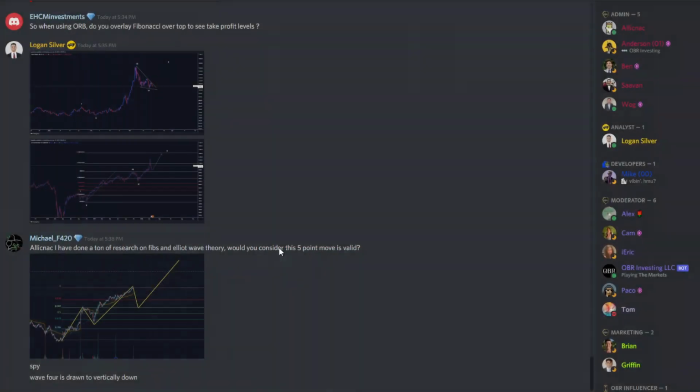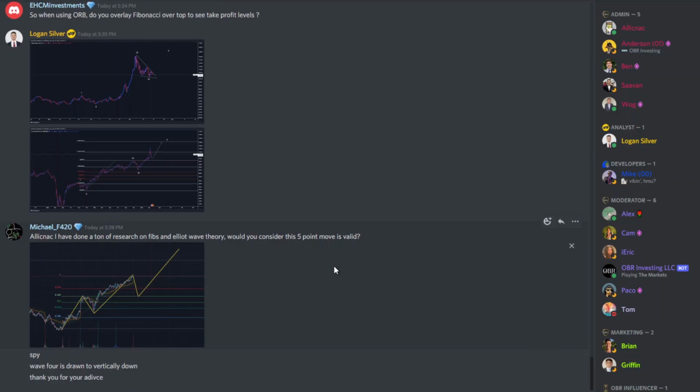Logan, does that move look impulsive to you? It does to me. It most definitely has the characteristics of an impulse wave.